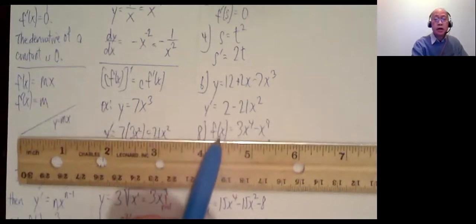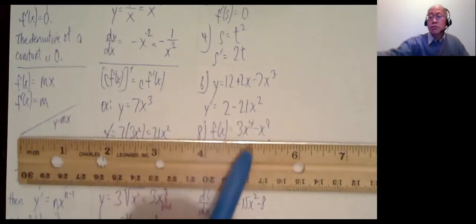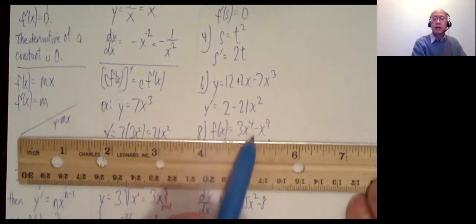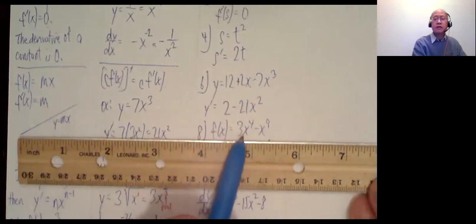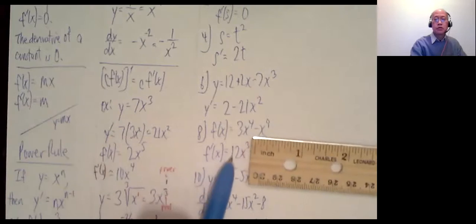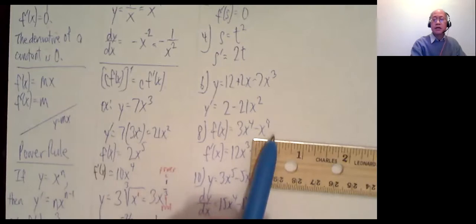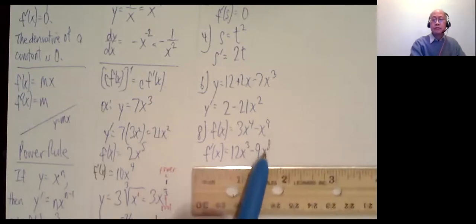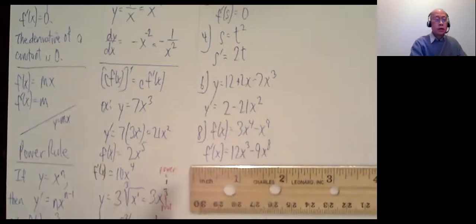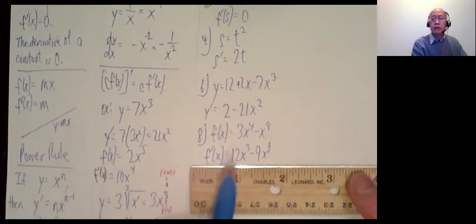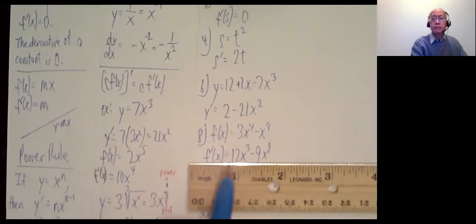Okay, 8. F of x is 3x to the 4th minus x to the 9th. So take the derivative of this minus the derivative of this. So 3x to the 4th, 12x cubed, minus x to the 9th, 9x to the 8th. Hopefully, as I'm pausing, maybe during the pause, think about what you would put down. And then if you get it right, great.